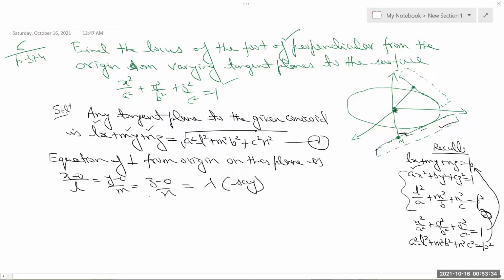Now, what do we need to eliminate? We need to find the locus of the foot of perpendicular, that is M. That M will be obtained by taking the intersection of this line and this plane. The equation of the plane is given to us, and the equation of the line is given to us. Let me call it equation number 2. But we need to find our equation in terms of the known terms a, b, c. So finally I have to eliminate L, m, n.